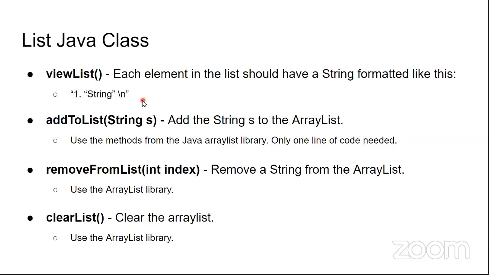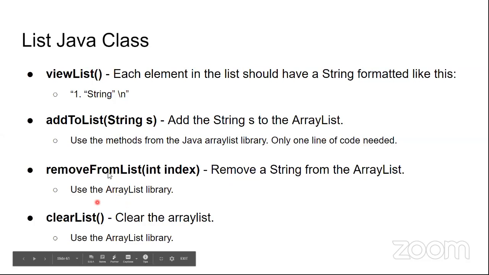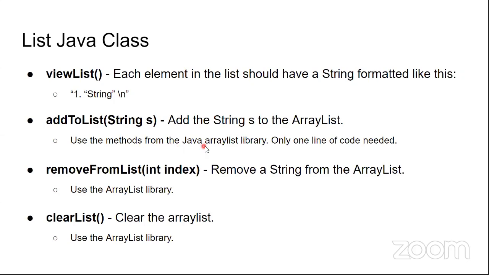Then we have add to list, which adds a string s. You can see which methods take parameters and which don't. Use the methods from the Java ArrayList library. For add to list, remove from list, and clear list, you can just use the methods from the Java ArrayList library, since they already have it for you. So you only need one line of code really.